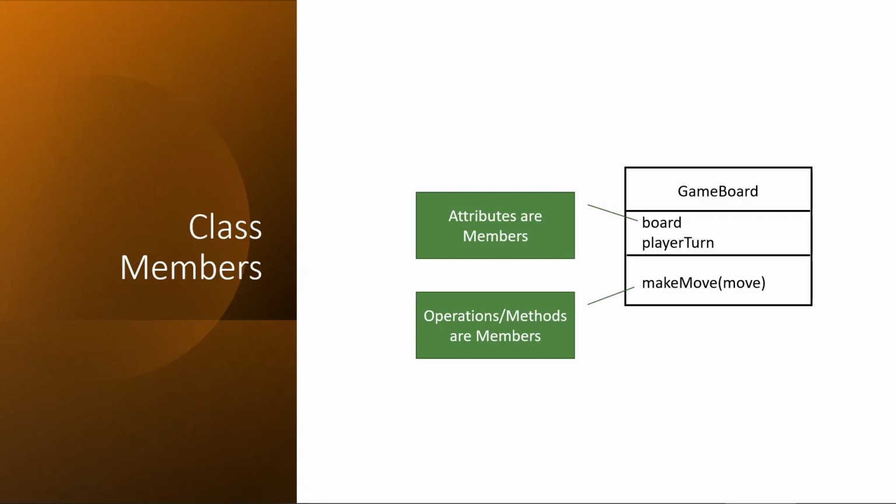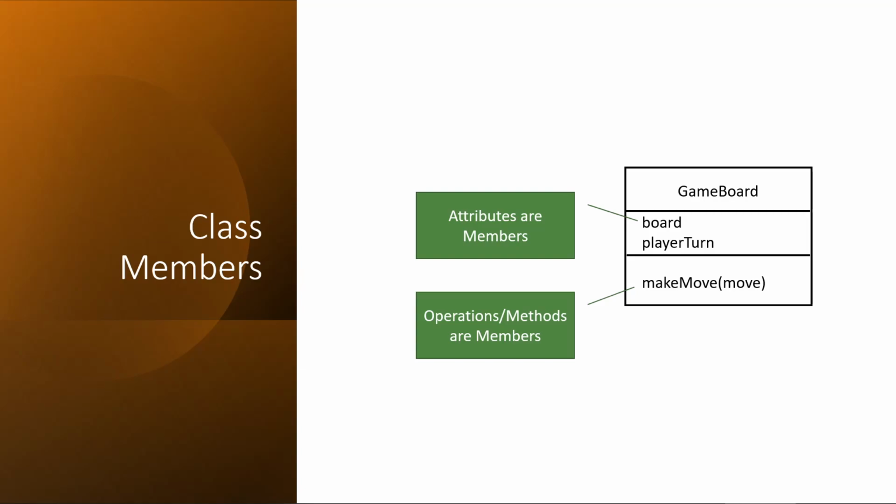It's not terribly important when we get to code. But the idea of membership is important because every object has all of the members from the class it's built from. Every game board object, and there could be many of them, many games going on at the same time. Think of a checkers tournament. There could be hundreds of people playing at the same time. Every game board has a board. They know what player's turn it is, and they can make moves.